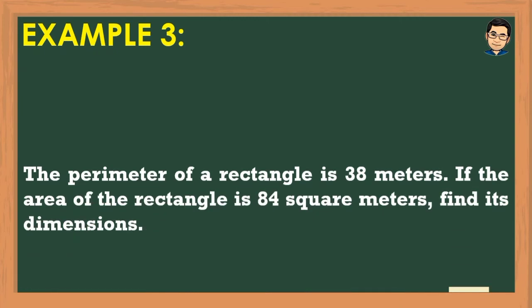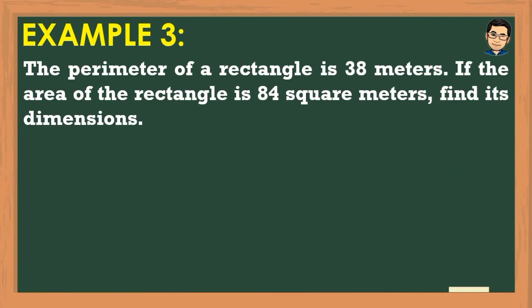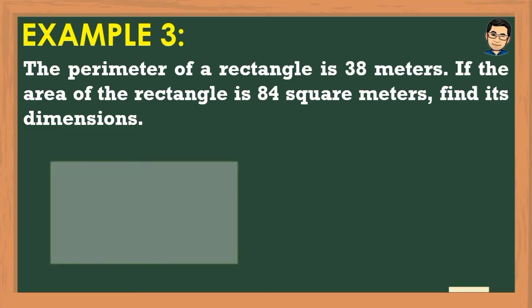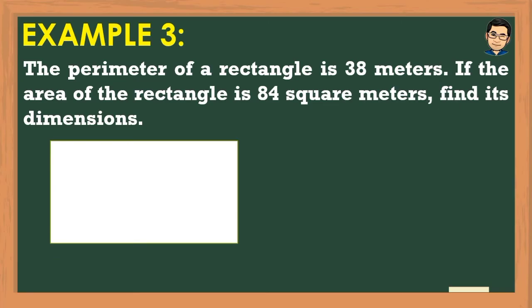So for example number 3, the perimeter of a rectangle is 38 meters. If the area of the rectangle is 84 square meters, find its dimensions. So una muna natin gagawin is mag-draw tayo ng rectangle and then i-label natin yung mga parts niya. So ito yung width niya and then ito naman yung length. And then yung ating perimeter will be 2L plus 2 width. So, yan po yung formula ng perimeter ng rectangle.